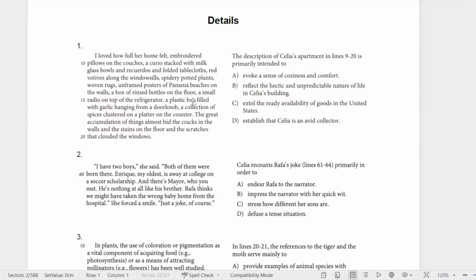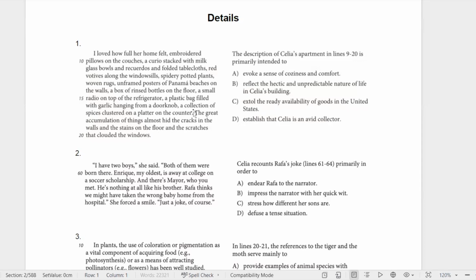So most people, when they take this, might make the mistake of thinking that it is the hectic and unpredictable nature of life in that building or whatever, right? But if you saw the first line, I loved how full her home felt. And then you saw the description of what made it full. This section is called details, but it also means this is the easiest kind of question you will get. Okay, the detail-based question, the one in which the answer can be directly found in the text presented. That's why it's called details.